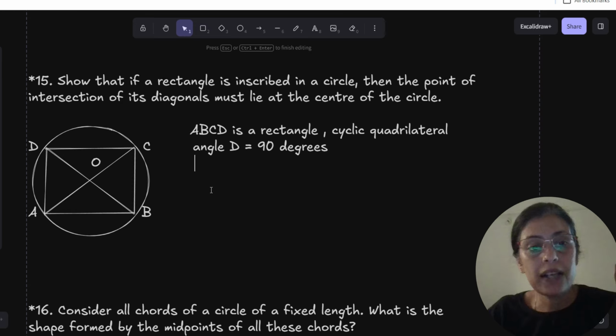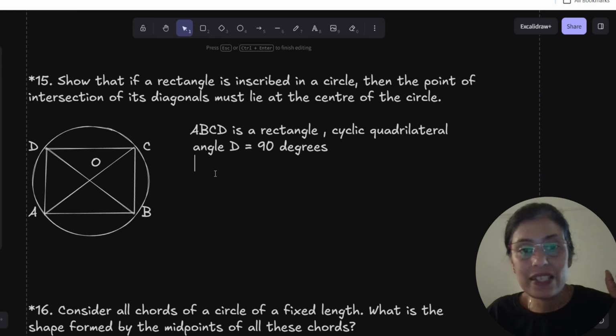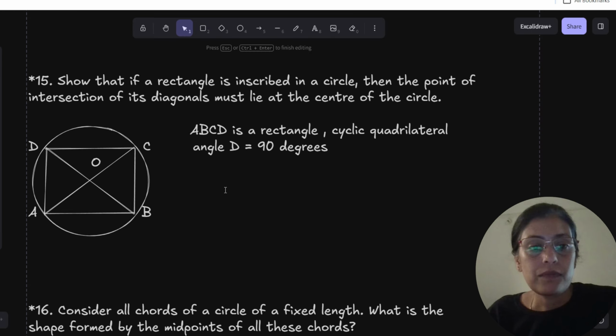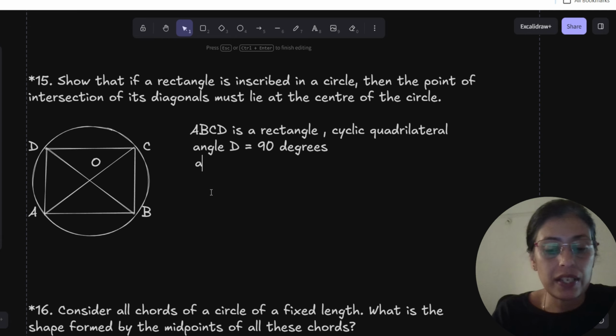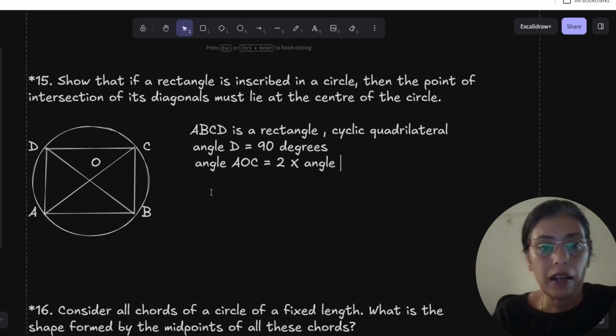Now what we had learned was, ABC is an arc, right? And whatever angle this is subtending at the center, this will be twice of what it is subtending at the other point on the circle. So D is the other point on the circle. So angle AOC will be twice of angle ADC, right? So this will be angle AOC will be 180 degrees. It will be twice of angle D.